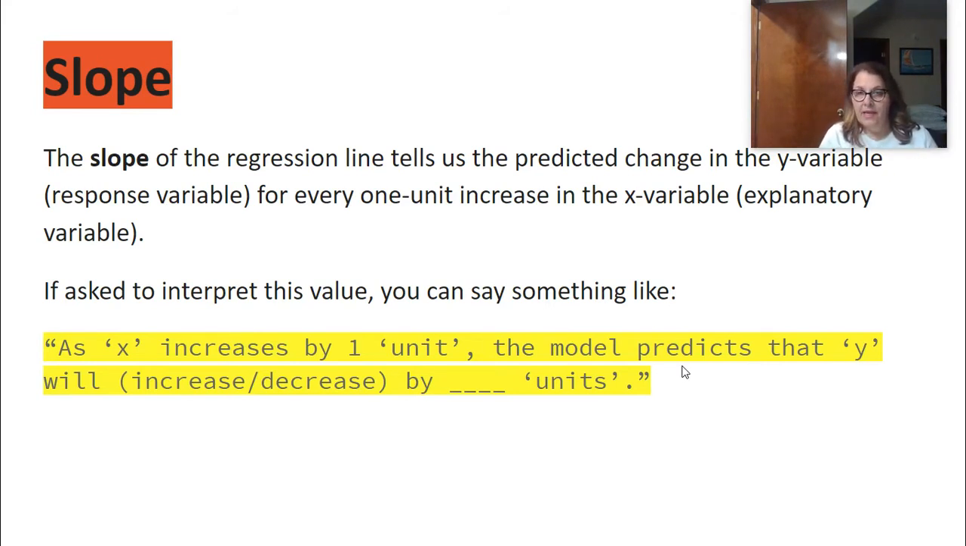Now, x in this case would be whatever our explanatory variable is. You wouldn't necessarily say x, you would say whatever that explanatory variable is in context. You wouldn't necessarily use the word unit. You would use whatever unit they are giving you. You have to say the model predicts, because remember, that's what the y represents. And then the y, of course, is whatever that response variable is. And then, of course, increase or decrease will depend upon whether it's positive or negative. And then you'll have some value. And then, of course, you have to include the units, okay?